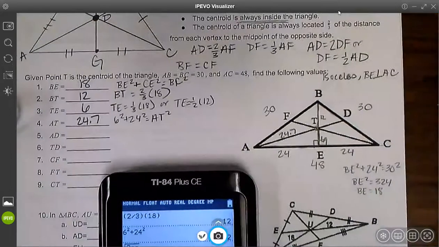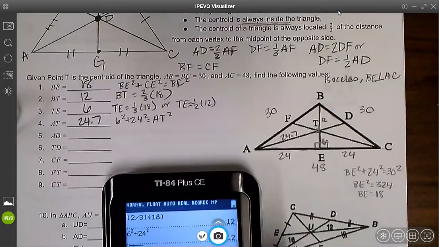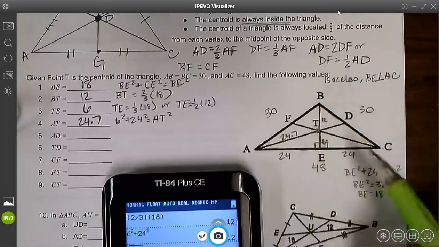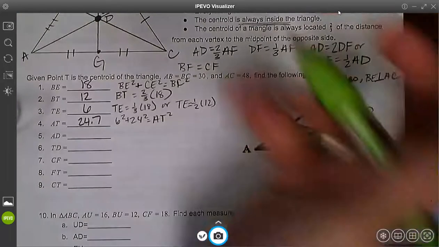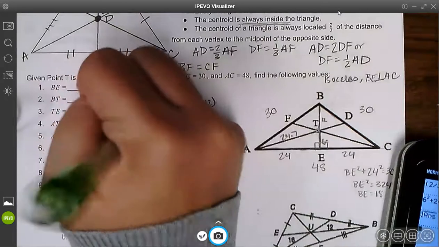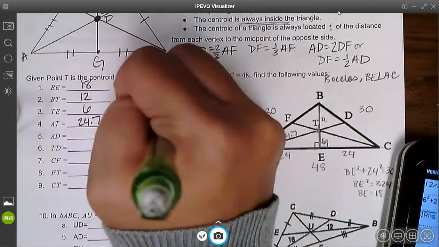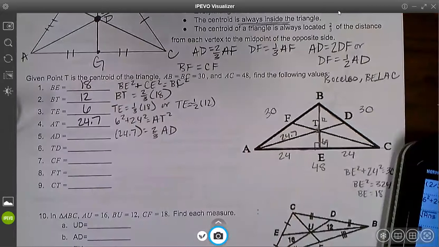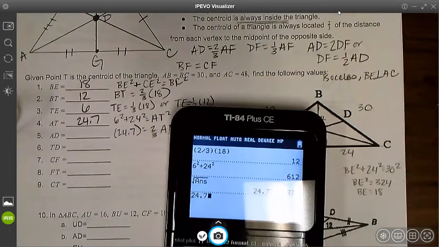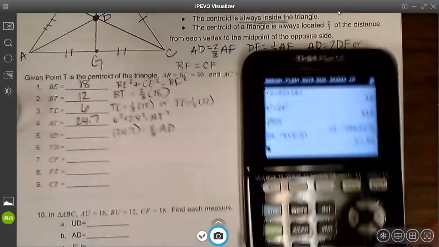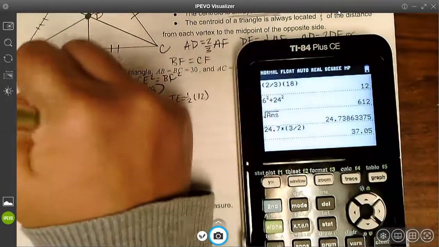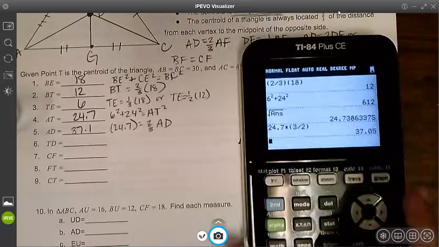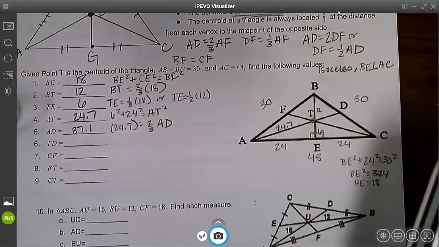AD is the whole thing. So what we've got here, AT is the 2/3 of AD. So AT, which is 24.7, is going to be 2/3 of AD. To undo multiplication by a fraction, you multiply both sides by the reciprocal. So 24.7 times the reciprocal of 2/3, which is 3/2, is 37.05 or 37.1. Just going to round here. So that's the whole thing.